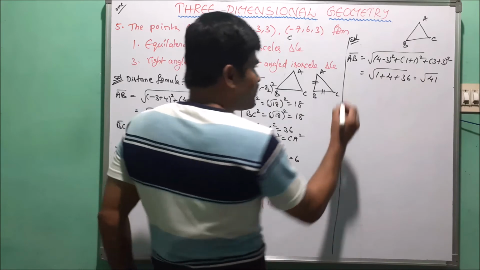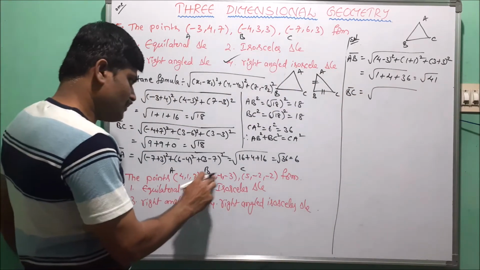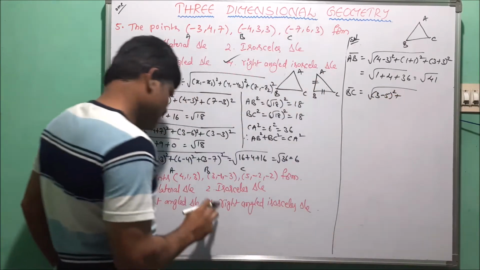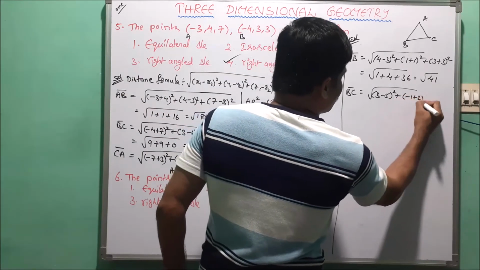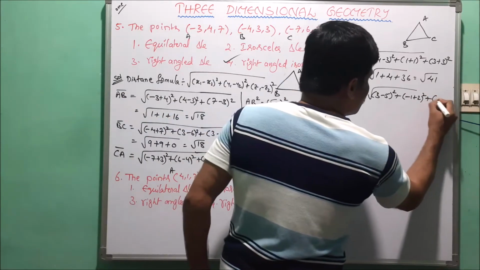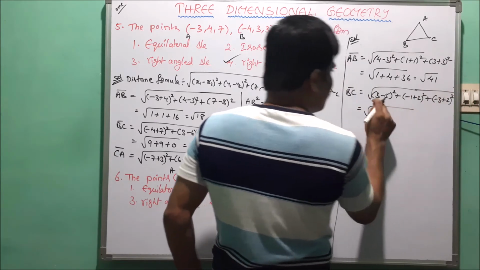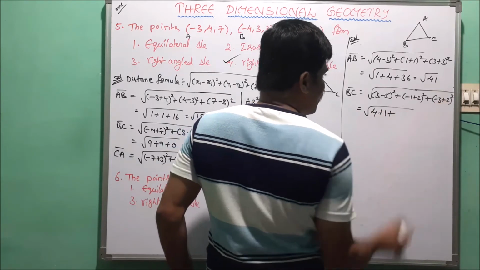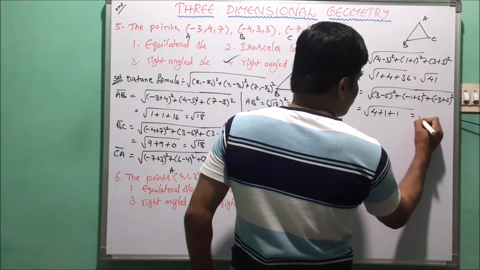Similarly to find BC also. So BC: 3 minus 5 whole square plus minus 1 minus of minus 2, plus 2 whole square, plus minus 3 plus 2 whole square. So here minus 2 square means 4, 1 square means 1, and minus 1 square is also 1. Now we take root 6.